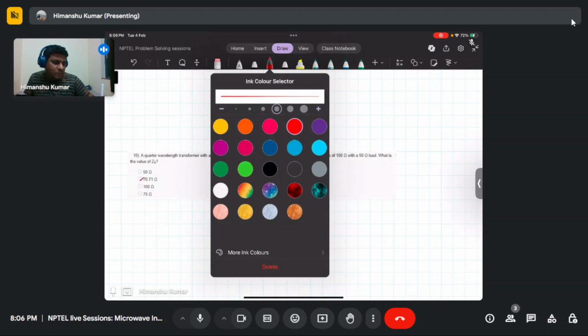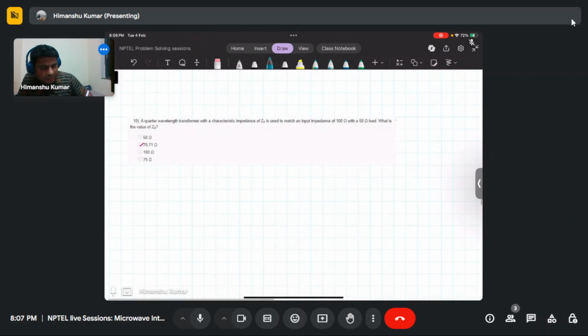So let's move to the next problem. Say a quarter wavelength transformer with characteristic impedance Z naught is used to match an input impedance of 100 ohm with a 50 ohm load. What is the value of Z naught? The quarter wavelength transformer is given, so Z in equals Z naught squared divided by ZL.